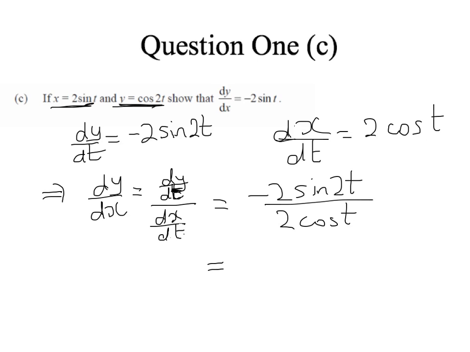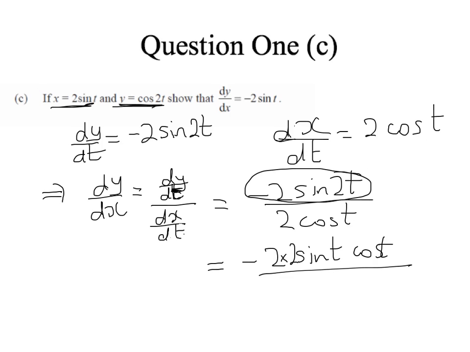Now, we can simplify this because we know that sine of 2t is 2 sine t cos t. So that's -2 sine t cosine t times 2. Whoops, we forgot the times 2. There we go, divided by 2 cosine t. This simplifies with that, and we're left with -2 sine t.